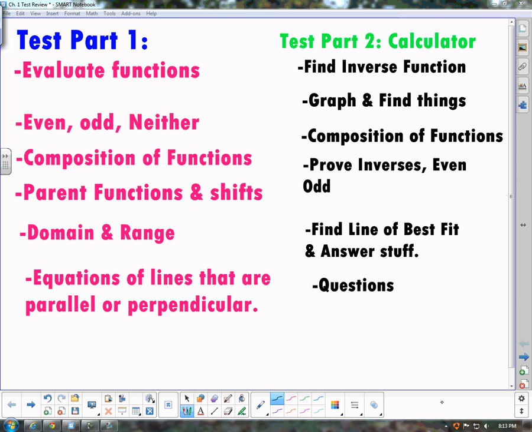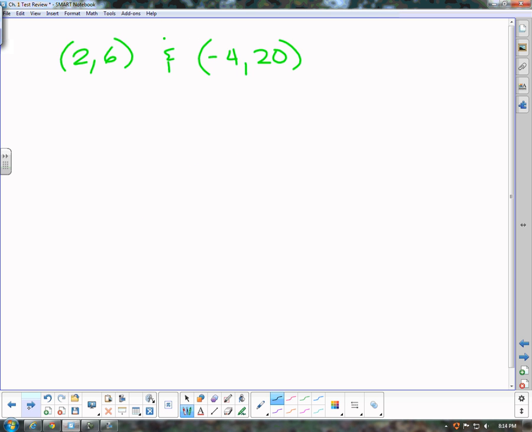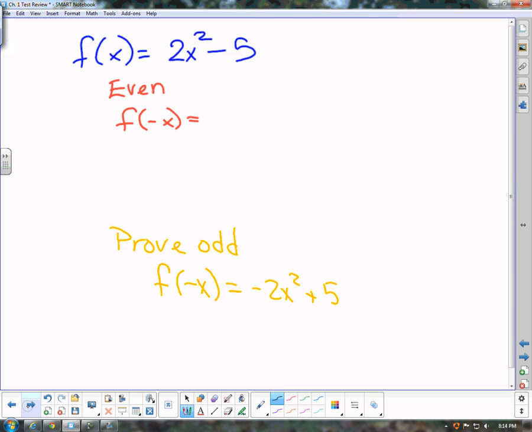So, in looking at some more examples of the things that you will see on the second part of the test, starting here with this slide, proving that things are even or odd. Remember that you have to substitute an f of negative x in and see what happens.